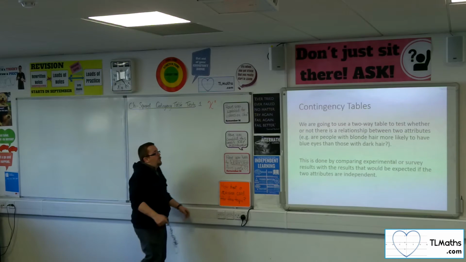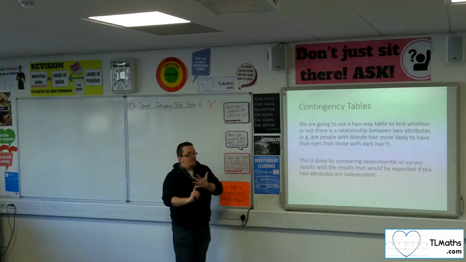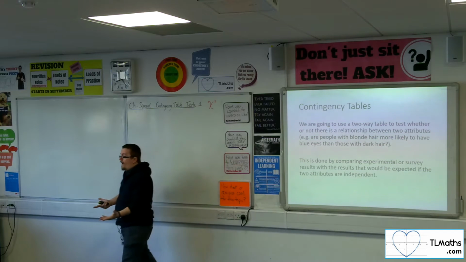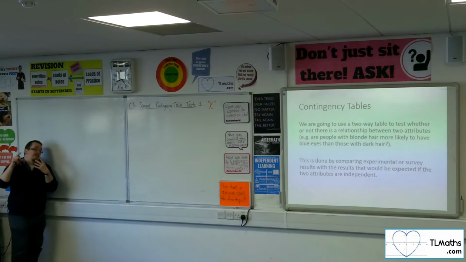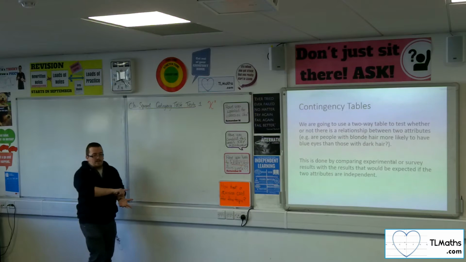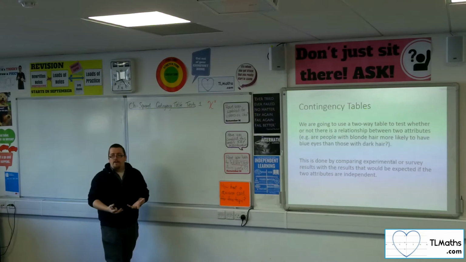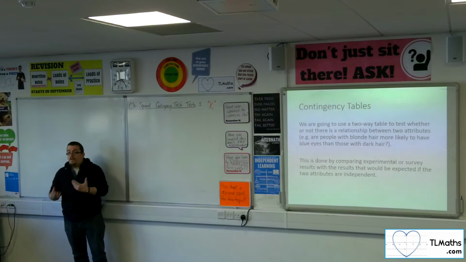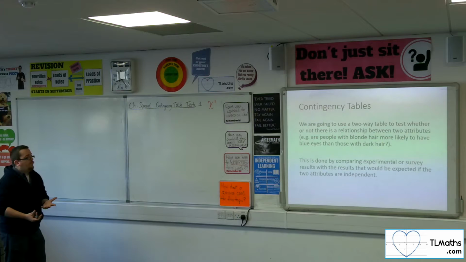And the way that we do it is we compare, as it says, the experimental or survey results. So you go out, you perform a survey, you collect your data, and what we're going to do is compare that with what we would expect to get if the variables were independent of one another. So the idea of probability independence comes up here.